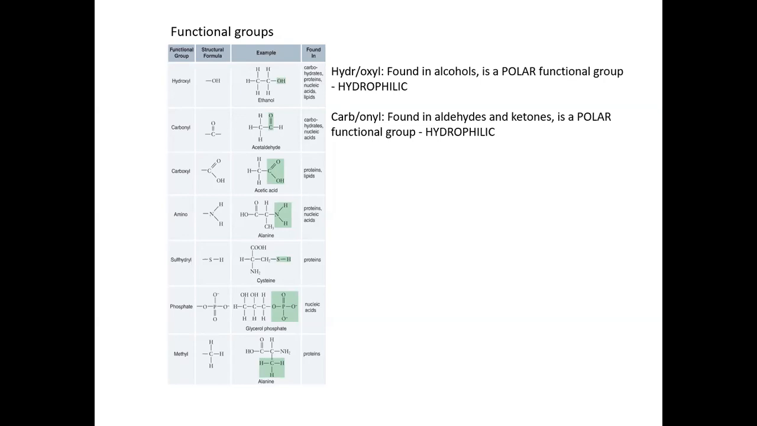Carbonyl. Carbonyl. That is one carbon forming a double covalent bond with an oxygen. Carbonyl. These are found in certain organic molecules, such as aldehydes or ketones. And it's a polar functional group.